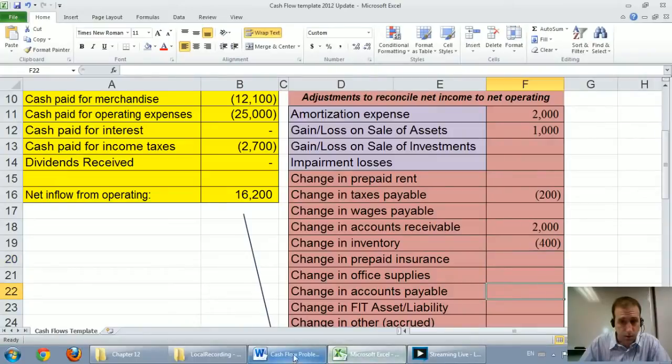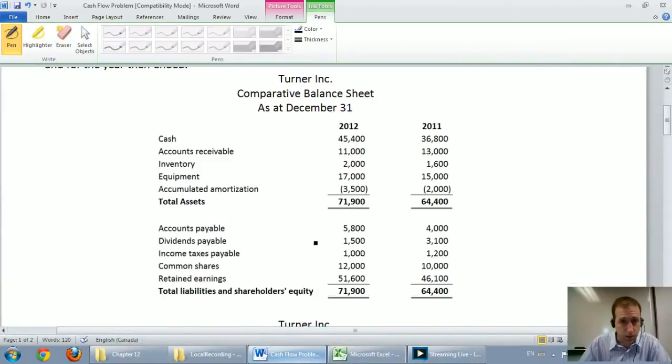Accounts payable, we for sure had. Accounts payable was 4,000 last year, 5,800 this year. Our payable went up. You might think, that's bad. I owe more people more money. It's bad because you owe people more money, but it's good for your cash because it means you're keeping it in your pocket. Walmart and big companies will try to stretch their payables. They don't want to pay their payables on time. They want to have them stretch as long as possible.